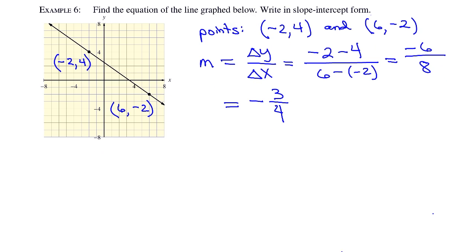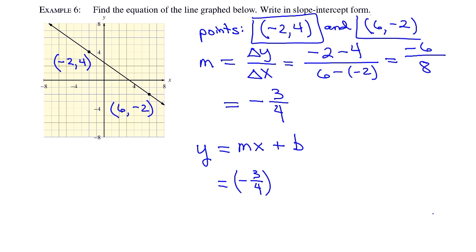Next, to create the equation, again, we'll use y equals mx plus b. We need to plug in the slope of negative 3/4. And we need to plug in values for x and y. We have 2 different points, and it does not matter which point we plug in. We can plug in either point. I will plug in the first point. So y is 4, and x is negative 2.